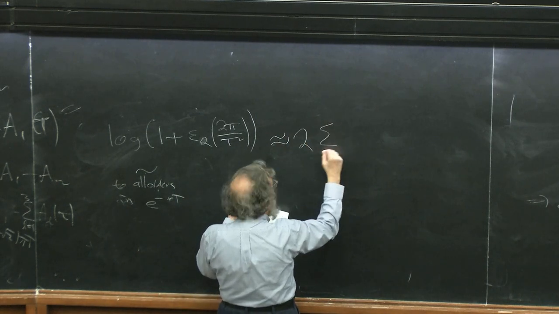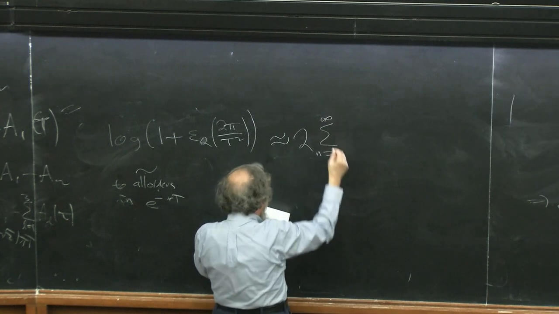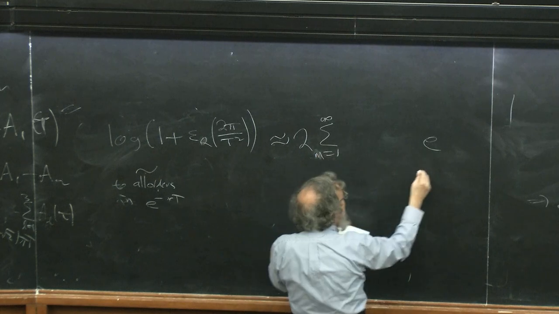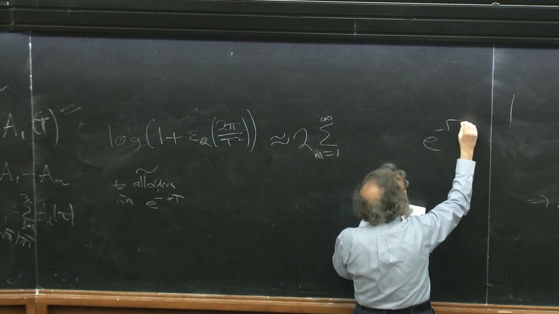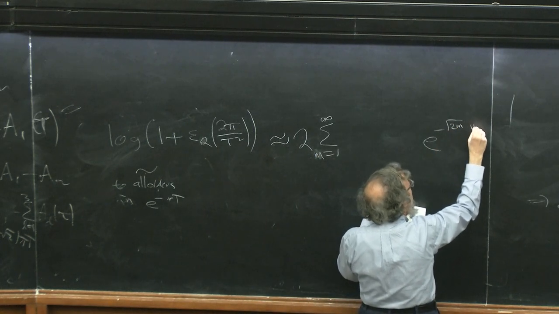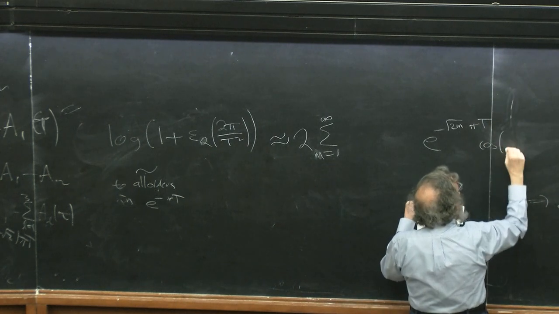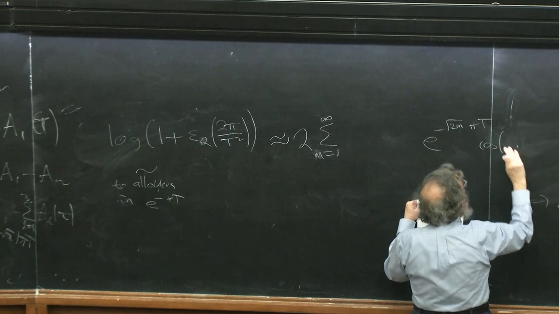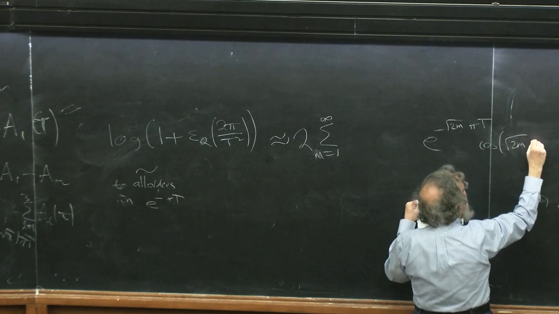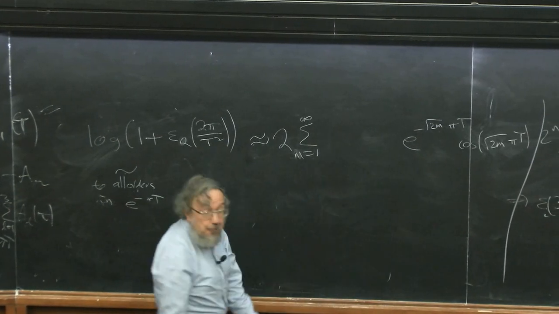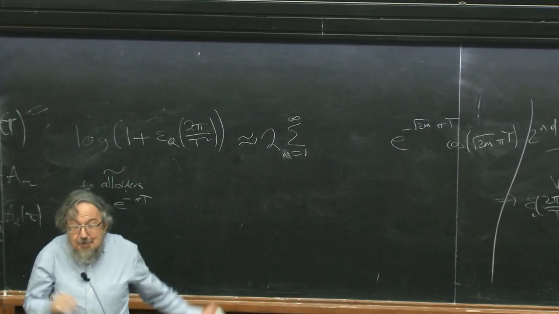And now it's the sum. And now you have pure terms. It's always, I can call it m again. It's simply e to the, exactly what we had before, square root of even numbers times pi times t, times the cosine of 2 pi, of square root of 2m pi t. So that was exactly our a term, except there's a pre factor. But that's all. There are no mixed terms.